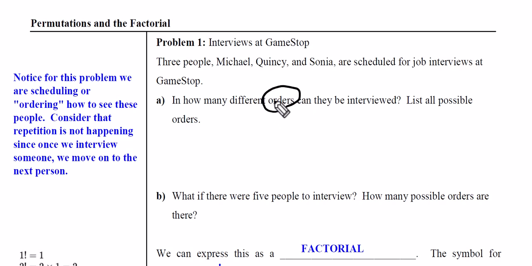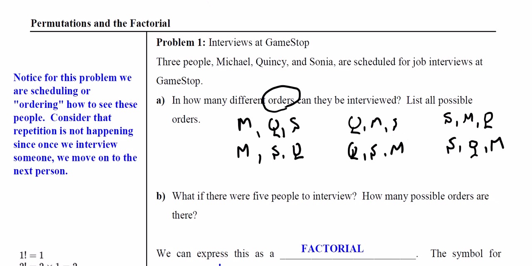So, for example, we could interview Michael, then Quincy, then Sonia, right? Or we could do Michael and then Sonia and then Quincy. Or we could do Quincy, Michael, Sonia. You get the idea? And that's how many possible ways we could decide on our interview process, right? Once we interview a person, we're not going to interview them again. We have to go through everybody first before we do that again. So these are all the possible orders, right? There's a total of 6 of them.